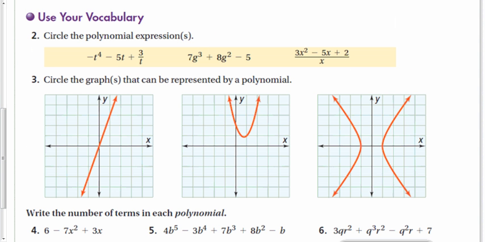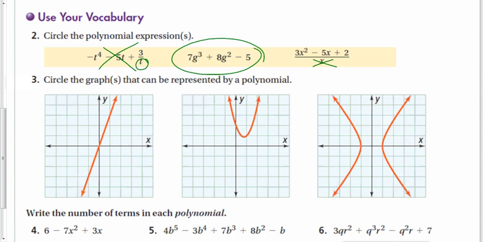So which of these expressions is a polynomial expression? Not this one. We're not allowed to have this t down here on the bottom. This one is a polynomial expression. Everything has a nice exponent. This one is not a polynomial expression because it's got a division by x on the bottom.